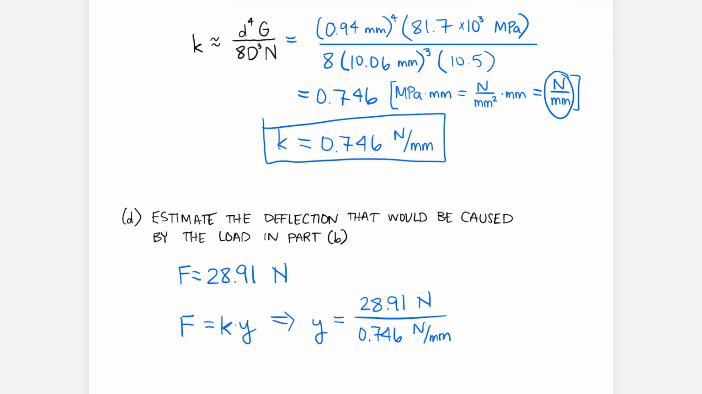Now you can see why changing those units was so useful. We can directly see with Hooke's law that these newton units cancel. This millimeter unit comes up to the top, and we are left with units of millimeters. So 28.91 divided by 0.746 is 38.83 millimeters. Okay, it's as easy as that for part D.